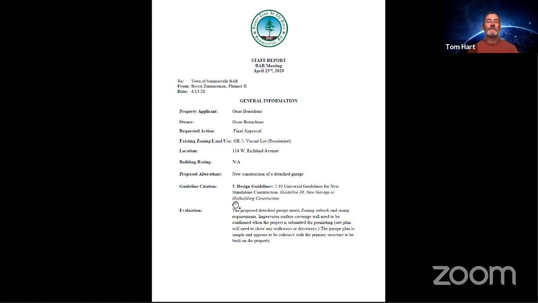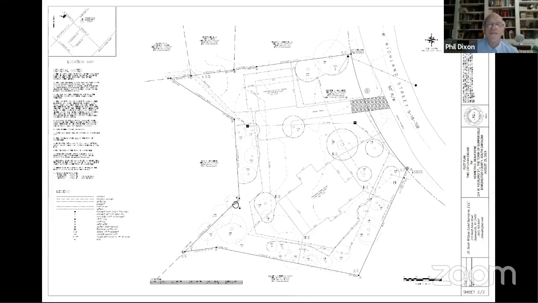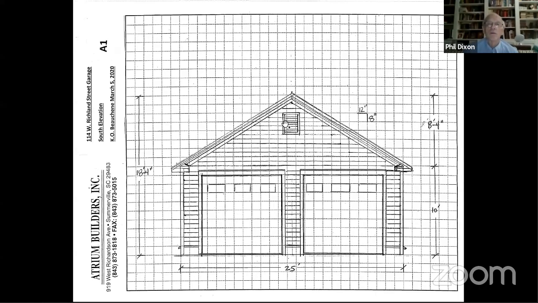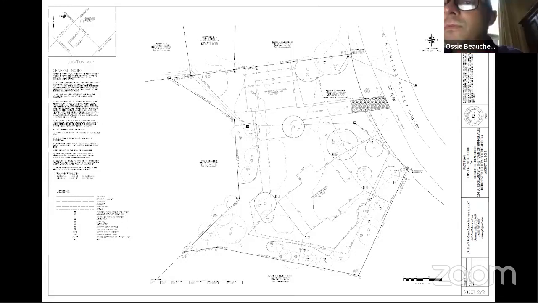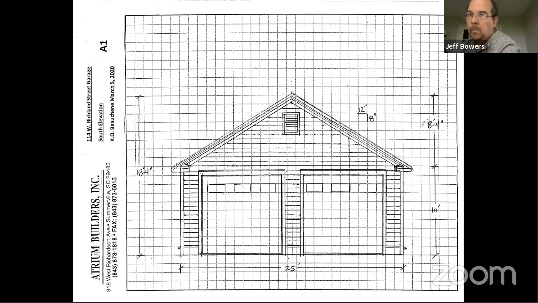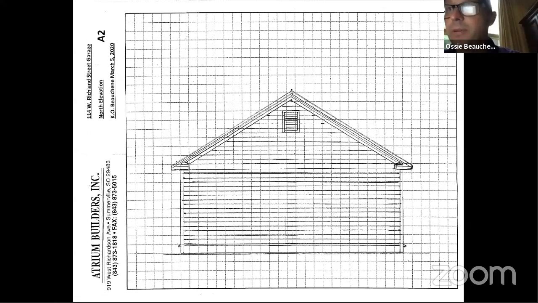You too. Bye-bye. Our next one is 114 West Richmond Street. It's a new construction of a detached garage. Mr. Boshane, I saw that you were on a while back. Can you hear me? Well, tell us about it, please, sir. Yes, sir. It's just a small 2-car garage that I want to add to the house that I'm about to build. I haven't started yet.